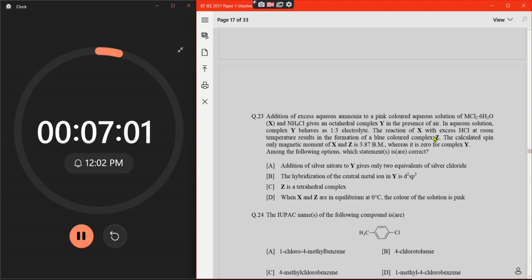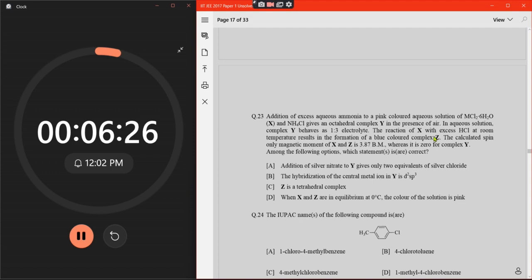Yes. Okay. The reaction of X with excess HCl at room temperature results in formation of blue colored complex. Most likely copper है ये, right? Because blue colored complex generally वही पे दिखते हैं. Calculated spin only magnetic moment of X and Z is this, 0 for complex Y. Among the following, तो कुछ और भी हो सकता है, किसे पता. So what's happening is just CuCl2·6H2O and then you are H. Okay, NH4Cl तो उसमें add करो. Basically like HCl, right?